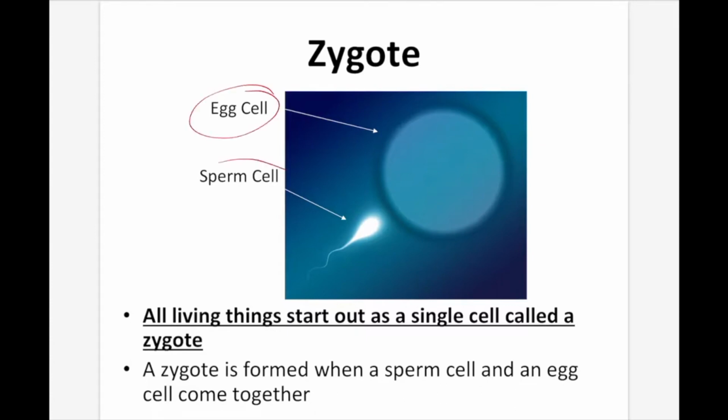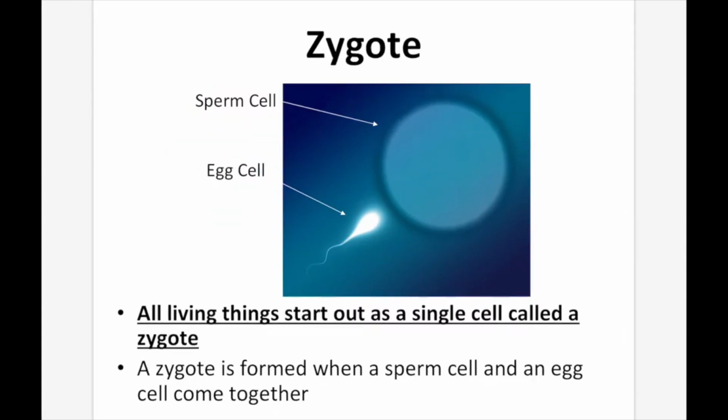So the egg cell and the sperm cell are each going to have half the number of chromosomes needed to make a full person. And when they come together, we get a whole complement of chromosomes inside the zygote. And you can see I got my arrows mixed up here. This is the egg cell, and this guy here is the sperm cell. So the smaller one is the sperm cell, the larger one is the egg cell. And when they come together, they make a zygote.